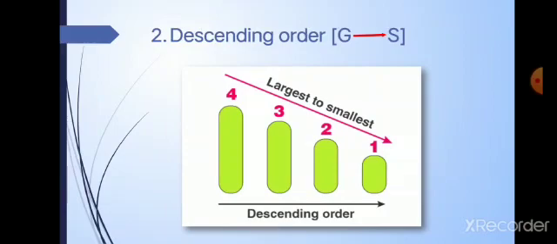Second order is descending order. What is descending order? Descending is when you go down, when you go backward from greater number to smallest number. Here 4 is greatest, then 3, 2 and 1. So when we go down, D for descending, D for down. Remember it. Go down in descending order from greatest to smallest number. This order is descending order.